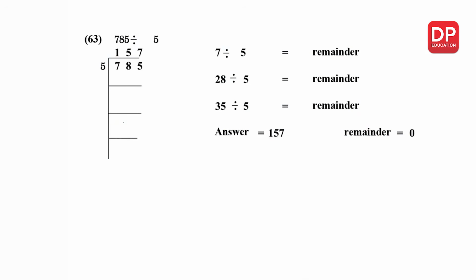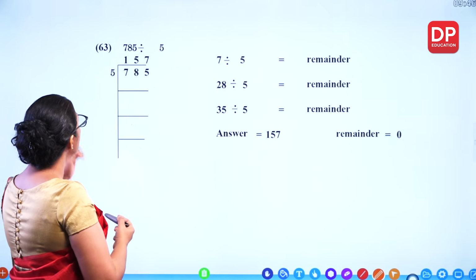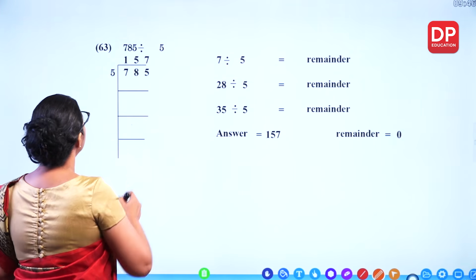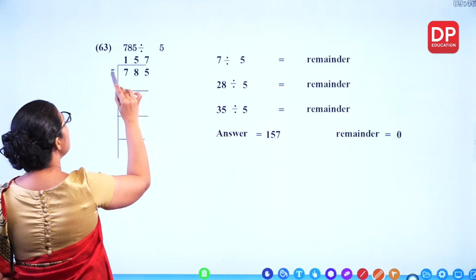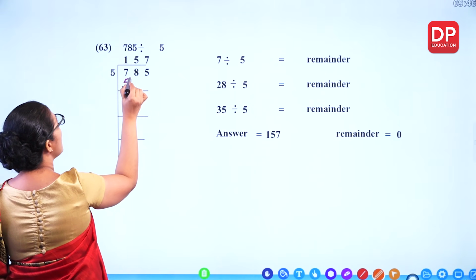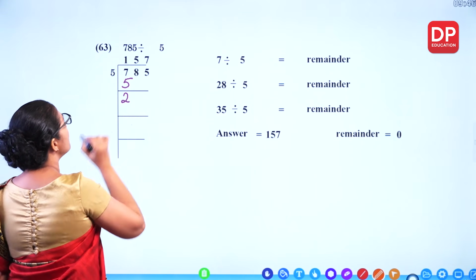785 divided by 5. So we'll do long division. You write it like this and divide by 5. 5 times 1, that's 5. So what's the remainder? You get 2.